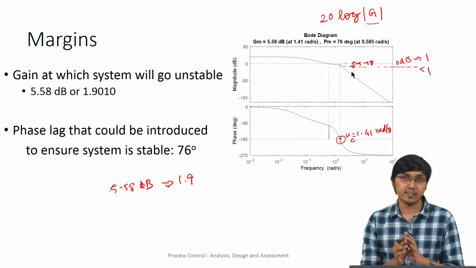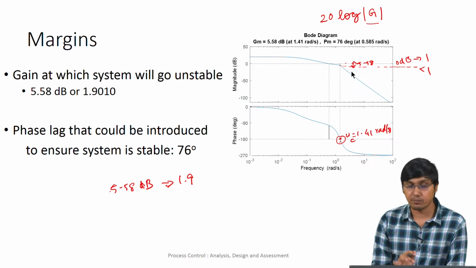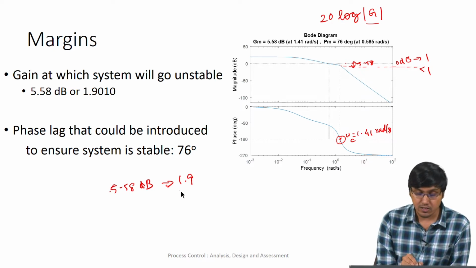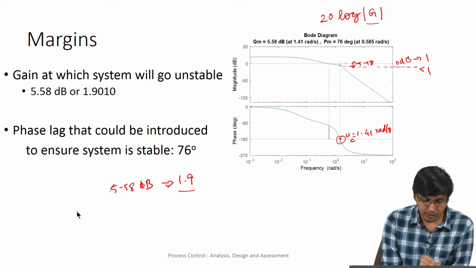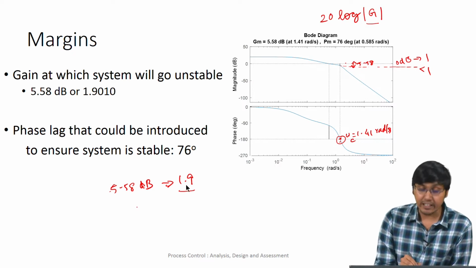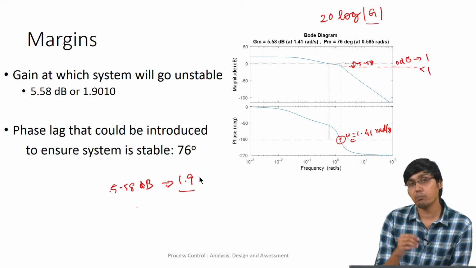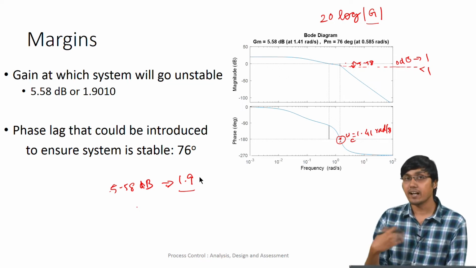Methods may differ, but the values are the same. So you can use whatever method you feel comfortable with to find this ultimate gain. So 5.58 dB is 1.9. Why? Because 20 log 1.9 is 5.58, you can check this. So basically what we are going to say is, if I multiply the system with a gain of 1.9, then the system becomes unstable.